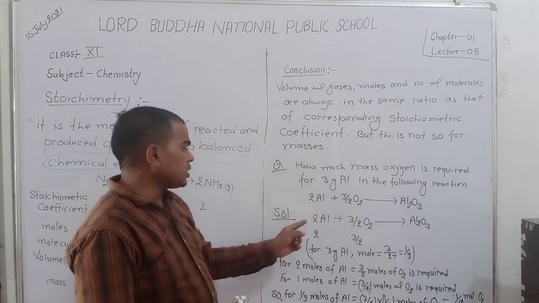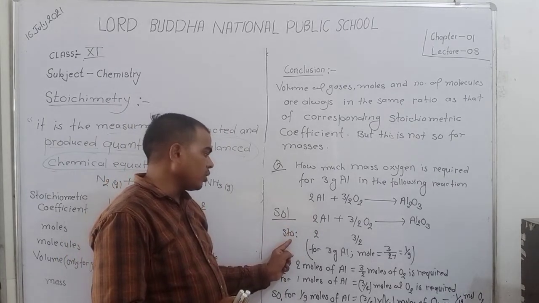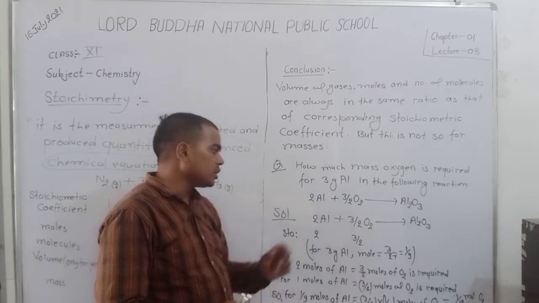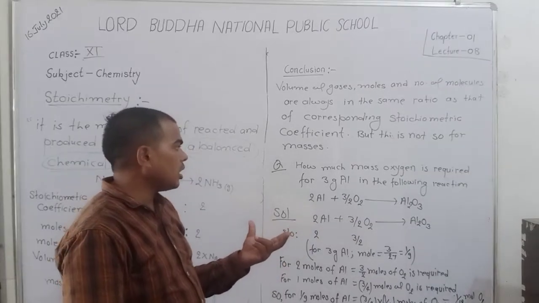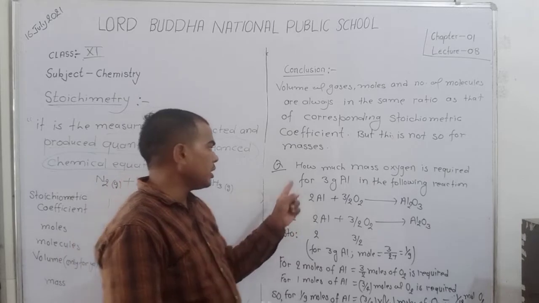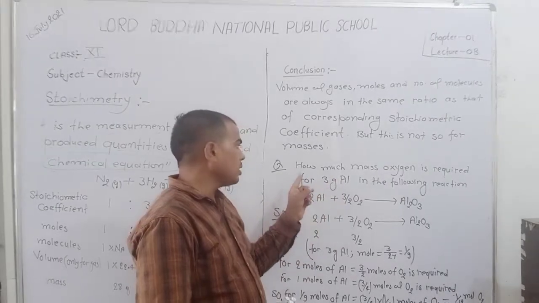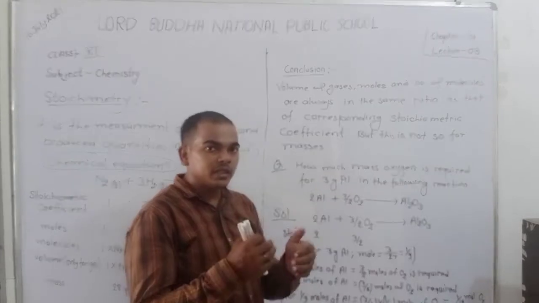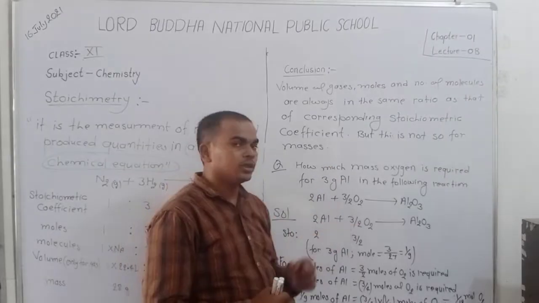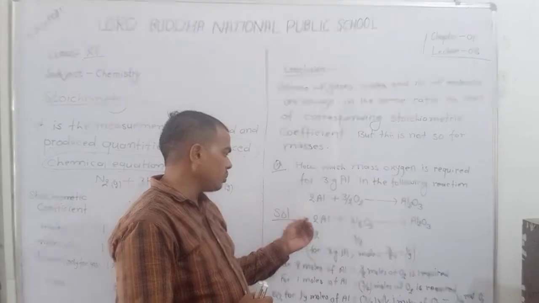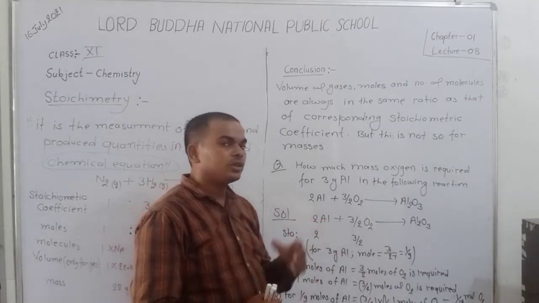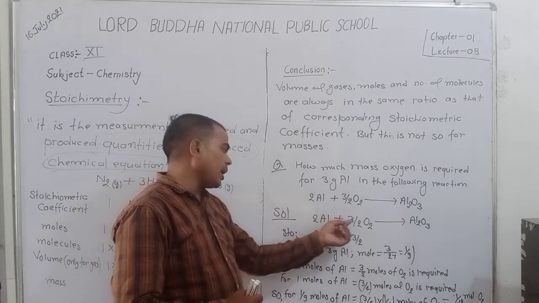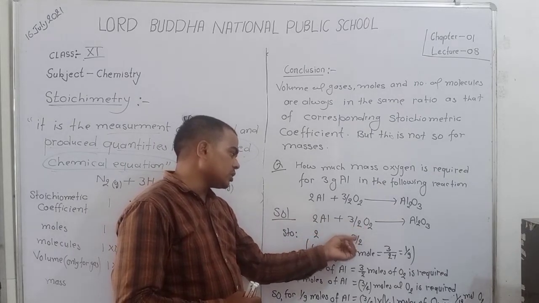Dear student, here the stoichiometric coefficient is 2, and here it is 3/2. Here the discussion is only for how much mass of oxygen is required for aluminum, so we represent only aluminum and oxygen. Here the stoichiometric coefficient of aluminum is 2 and of oxygen is 3/2.